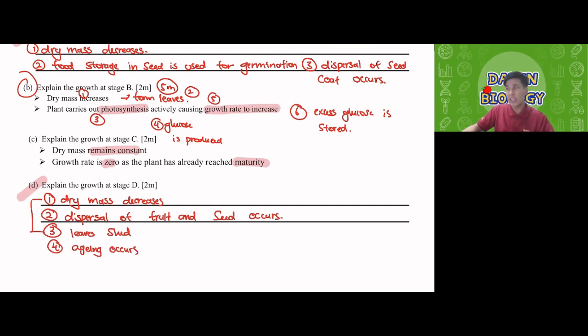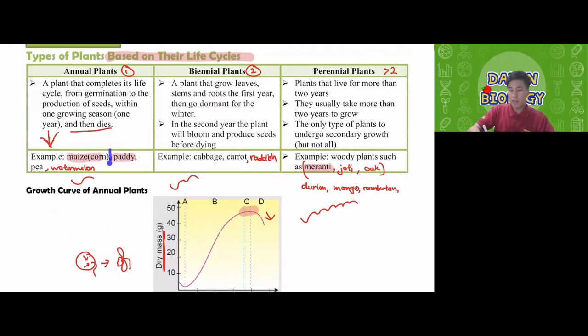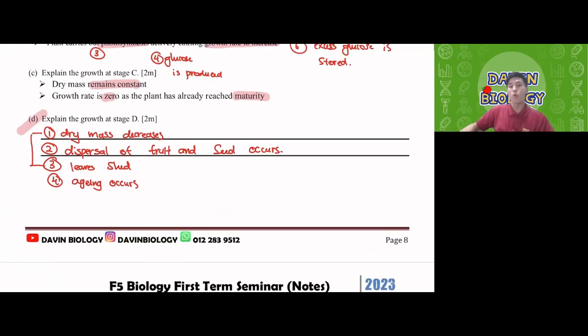Okay, leaves start to dry and then they shed. That's why when paddy is about to be harvested, their leaves all become yellow, because the leaves are starting to dry and starting to shed. That's what caused the mass to also decrease. Once the seeds drop, they are even lighter, then they die. Only then do they die after that.